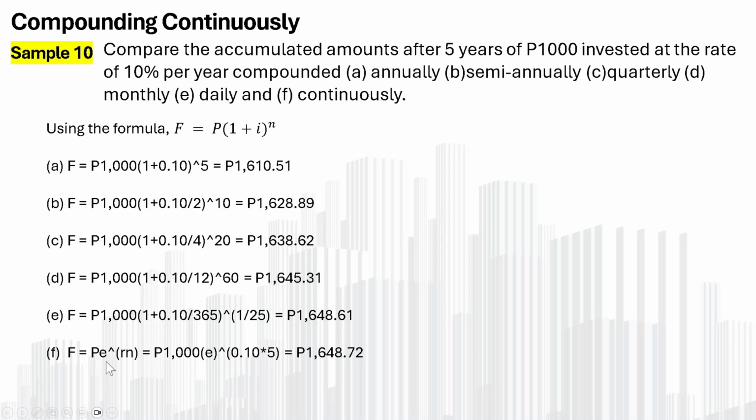formula natin. Okay, gagawin natin si E, si Euler. Ay, tama ba? Euler ba yun? Kalimutan ko. Basta yan. And then, 0.10 R times N. So that's 0.10 or 10% times yung 5 dito. That will be 1648.72. Okay.